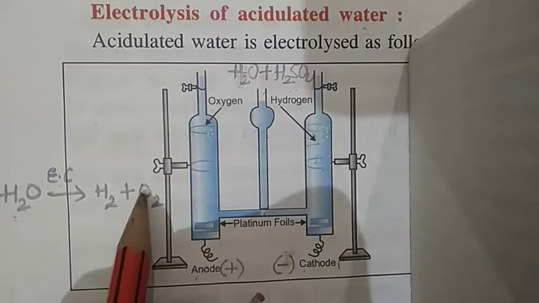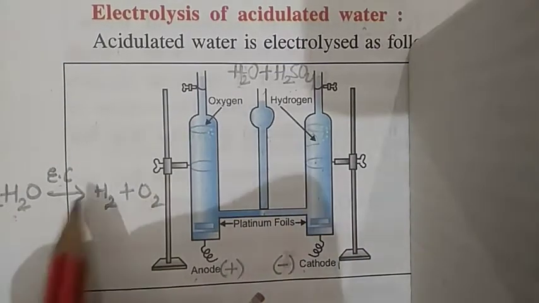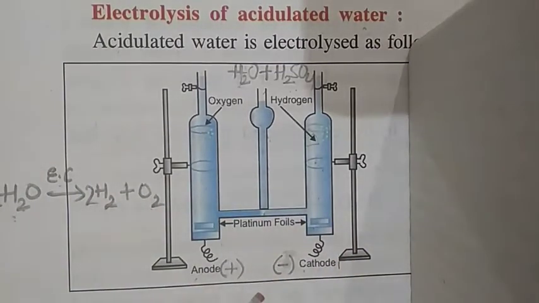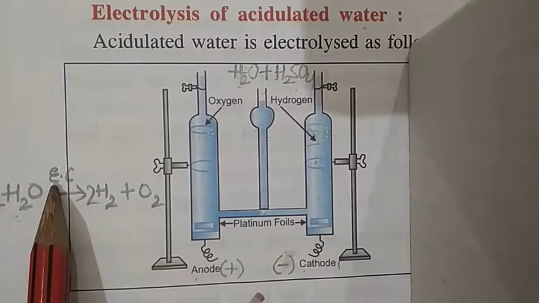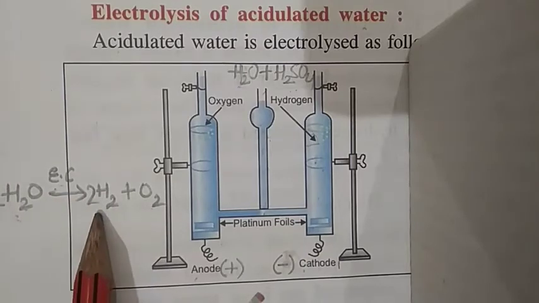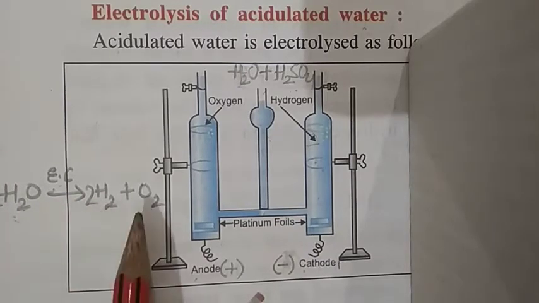Okay, now we will balance: 2 oxygen, 4 hydrogen, 4 hydrogen. The reaction is balanced. So here what is happening? Here the water molecule is a compound which splits or breaks down in the presence of electric current into its constituent elements, that is hydrogen and oxygen.